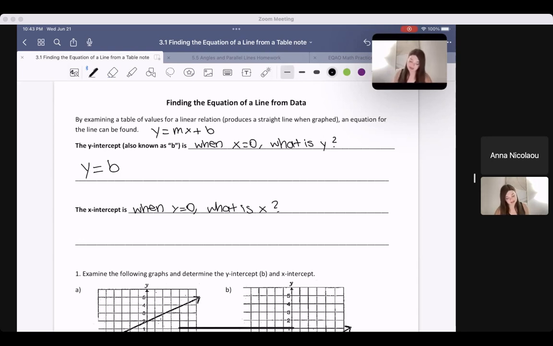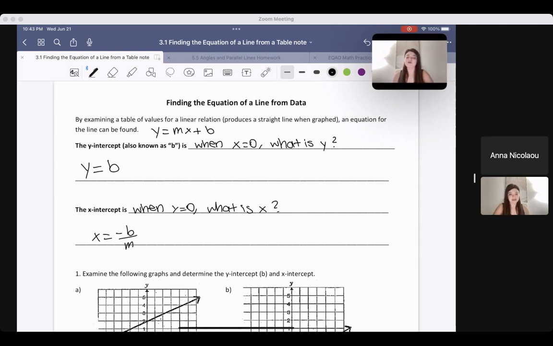As for the x-intercept, let's say y was 0, it would be negative b over m. If we rearrange this equation, y equals mx plus b, and we put y as 0, we subtract b from both sides and divide by m, this is the result. And so the x-intercept can be found in this manner as well.